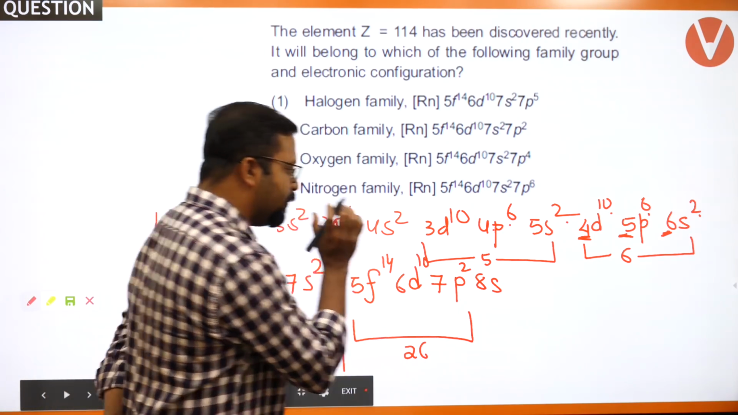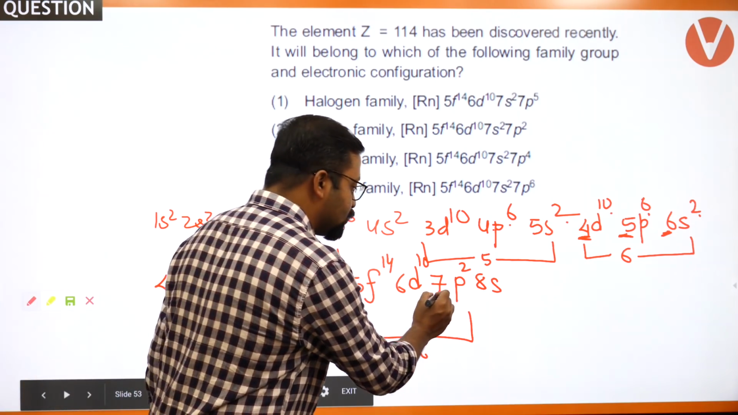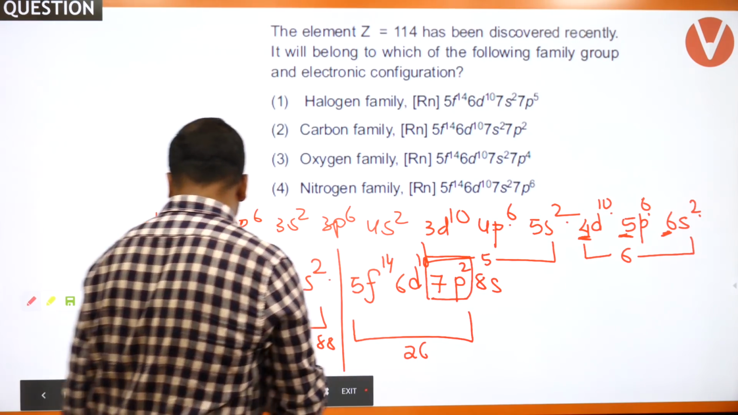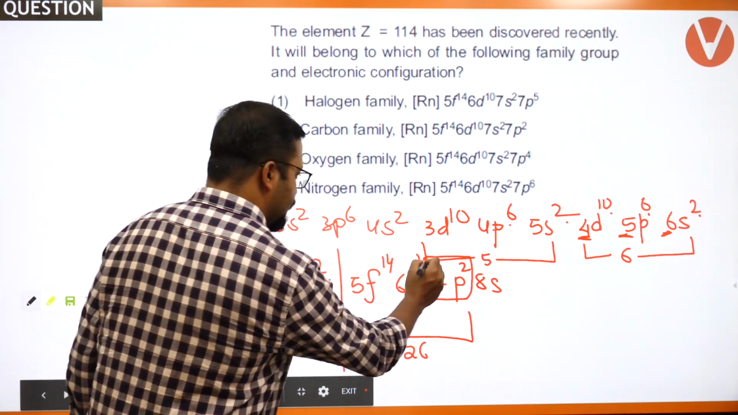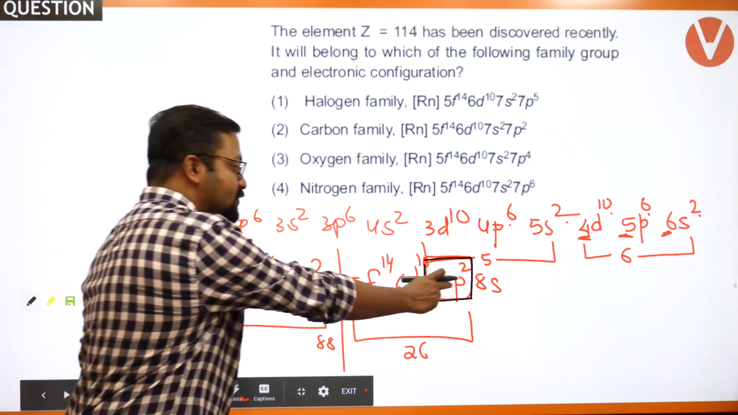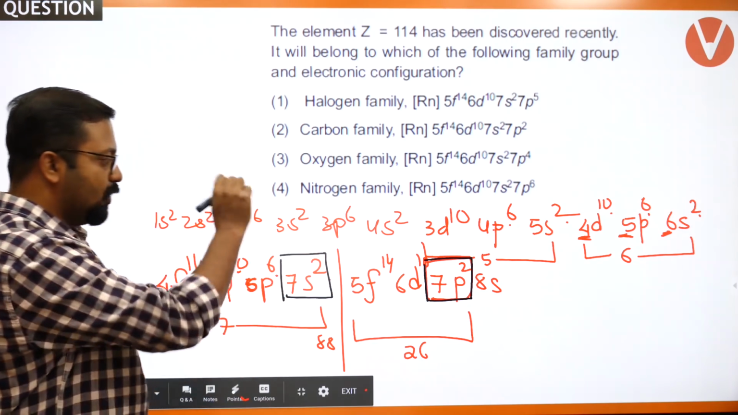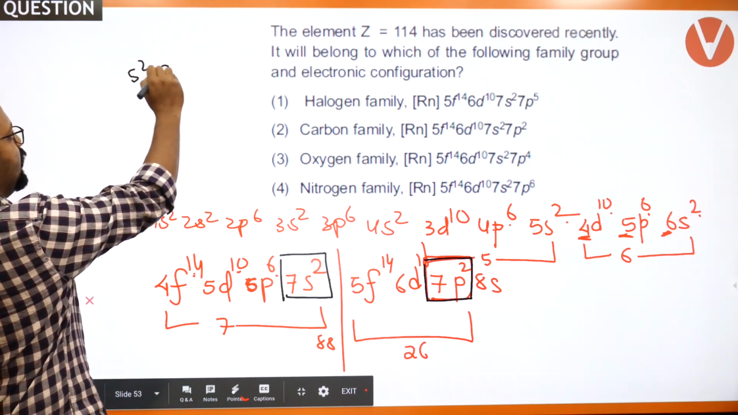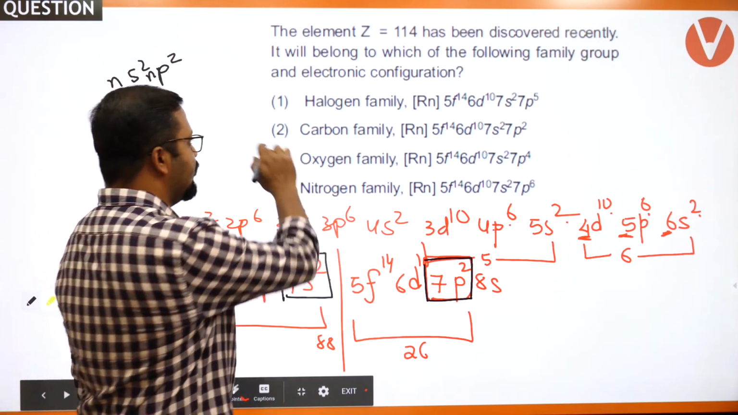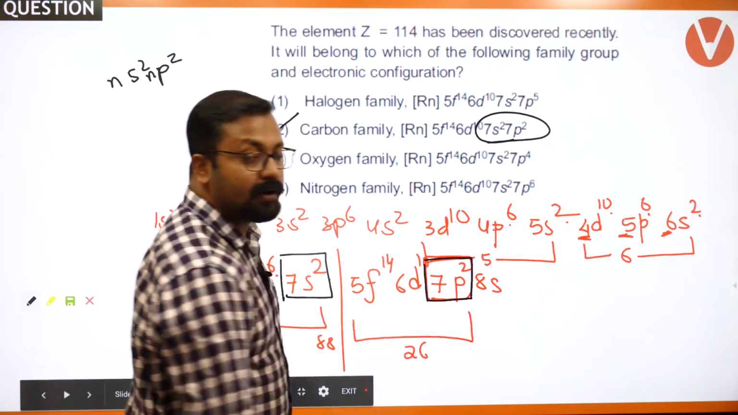So valence shell will be the largest principal quantum number which is occupied, not 8s, but 7p. Okay, largest value which is occupied, 7p. If 7p is occupied, then 7s is occupied also. So ns2 np2 configuration is for which family? Carbon family. Look, that will come, and that is what we got.